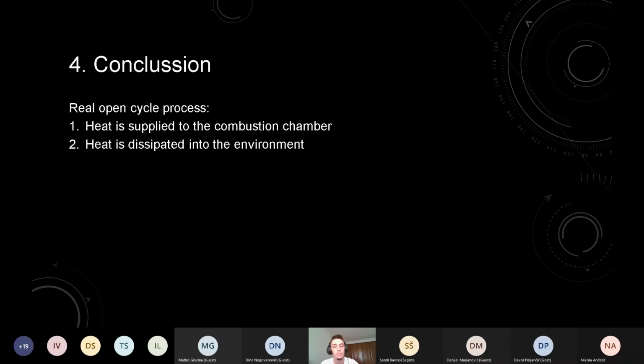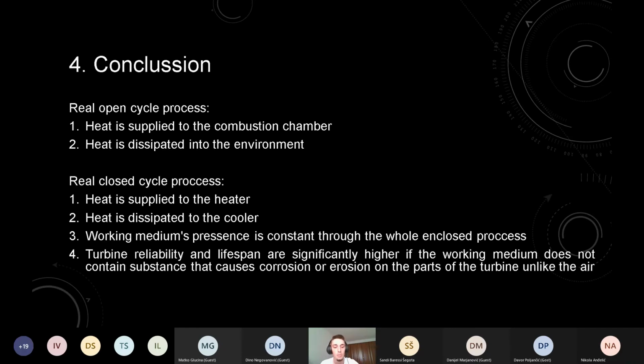To conclude this presentation, for the real open cycle process, heat is supplied to the combustion chamber while being dissipated into the environment. Likewise, if we upgrade the system, it becomes a real closed cycle process, which has heat supplied to the heater from the outside while being dissipated in the cooler. The working medium is constant through the process without being thrown out. Also, this closed process achieves significantly high reliability of the turbine and extends its lifespan because the working medium does not contain substances that could cause corrosion or erosion on the parts of the turbine.